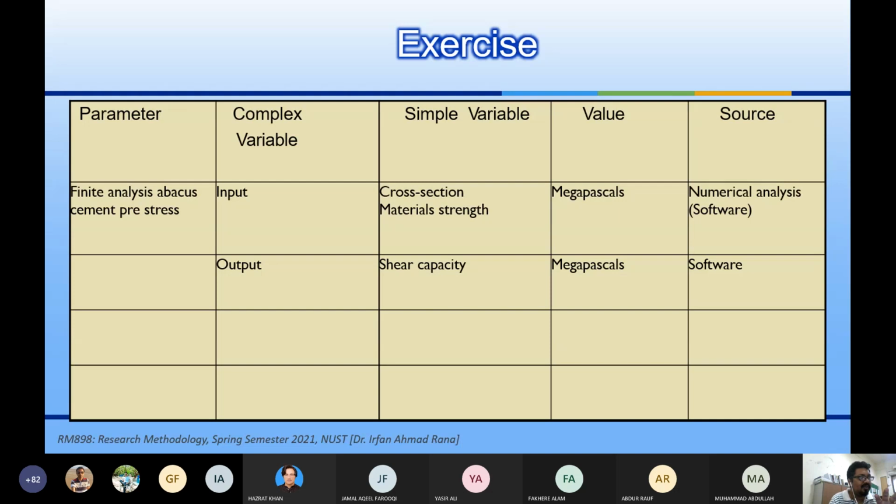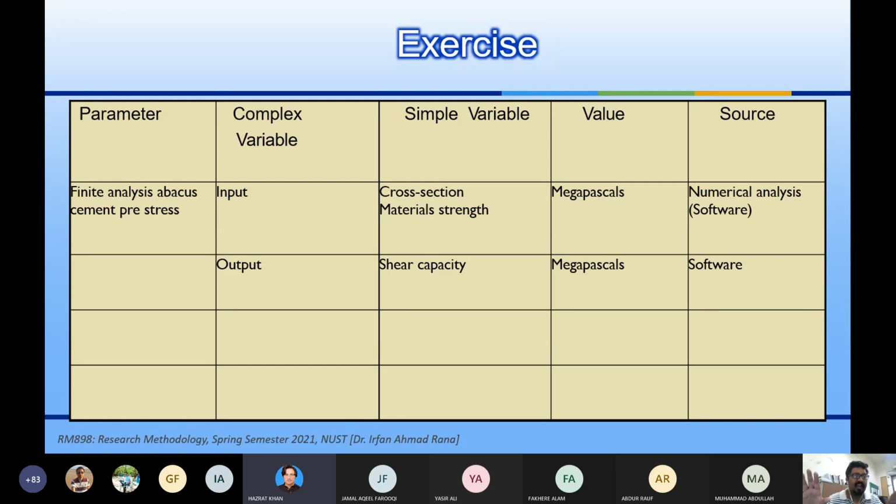So Hazrat, are you clear? Yes, sir, I'm clear. You mean, sir, the breaking down of the whole process is called operationalization. Yeah, basically the conversion of your objectives into something doable.